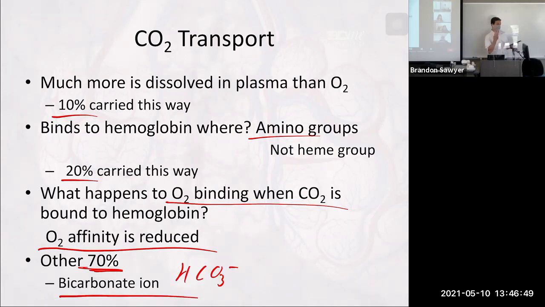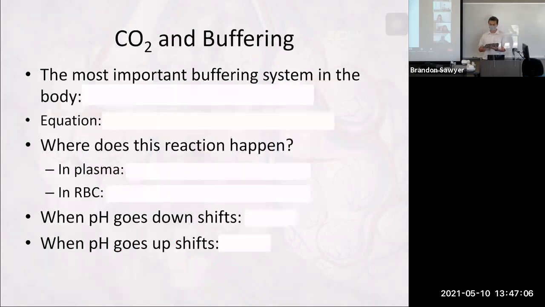So these are the three primary ways that we carry CO2 around the body. It's a little bit more complicated of a story than it was with oxygen. Oxygen is 98% carried by hemoglobin in the red blood cell. CO2 is a little bit more of a mix and match of different ways to do it, but still the majority of it is carried as a bicarbonate ion.